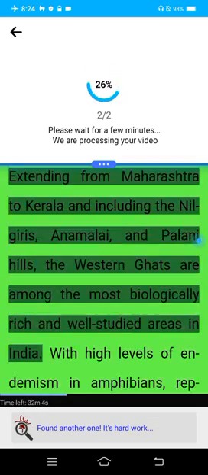Western Ghats and Sri Lanka hotspot. Extending from Maharashtra to Kerala and including the Nilgiris, Annamalai, and Palani hills, the Western Ghats are among the most biologically rich and well-studied areas in India.